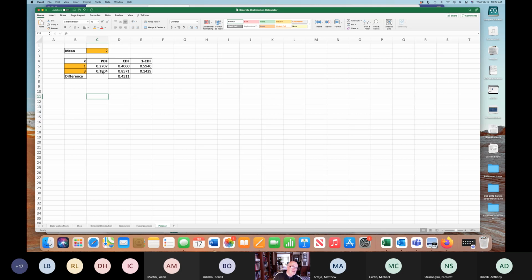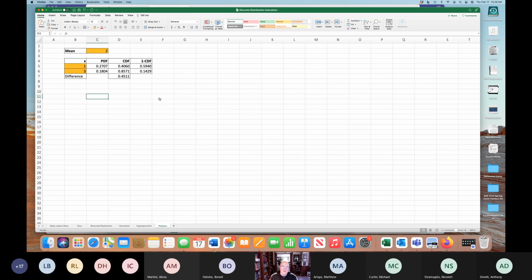The probability of catching 3 fish in 15 minutes is 18%. The probability of catching something other than 1 fish is 1 minus that. Well, here's the CDF. 1 or 0 is 0.4. More than 1 fish would be 1 minus the CDF, which is 0.59. If I want the difference between 3 and 1, which would mean 3 or 2, it's 45.11. That's how you read this. All right, so I can put in a couple other numbers. If you want to expand this and put in more numbers, be my guest.